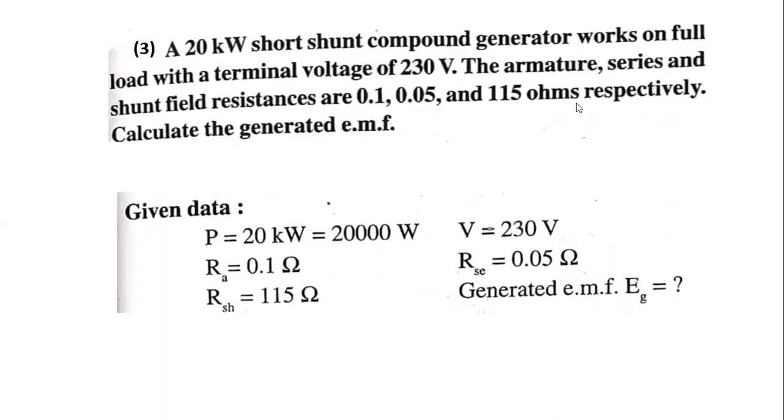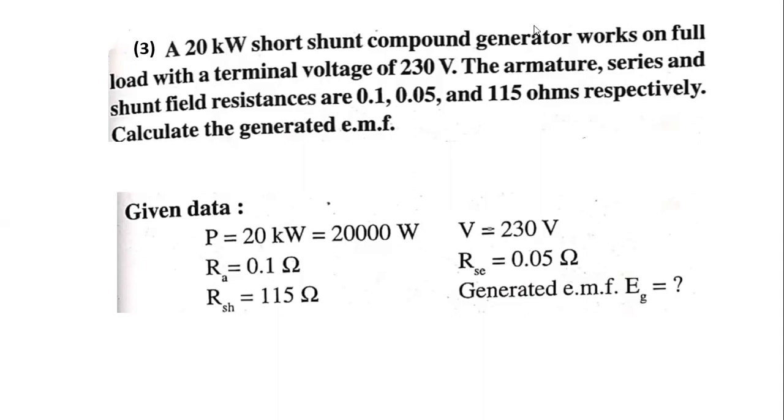Coming to the third problem, 20 kilowatts we consider as the power, because the unit for power is watts. Therefore 20 kilowatts means the power P is equal to 20,000 watts.